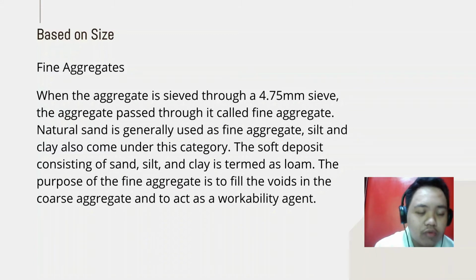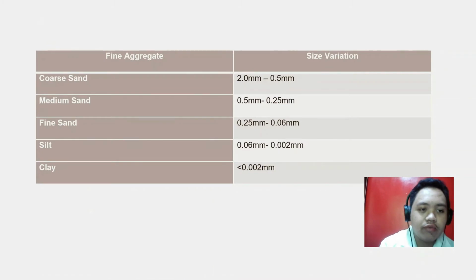The purpose of the fine aggregates is to fill the voids in the coarse aggregates and to act as a workability agent. So the fine aggregates are the thinner or smaller aggregates that we classify as sands, silt, and clay, and they are used to fill voids. And so here is a table of the fine aggregates.